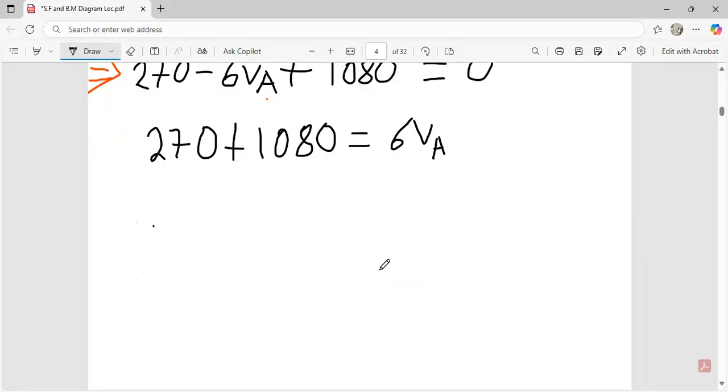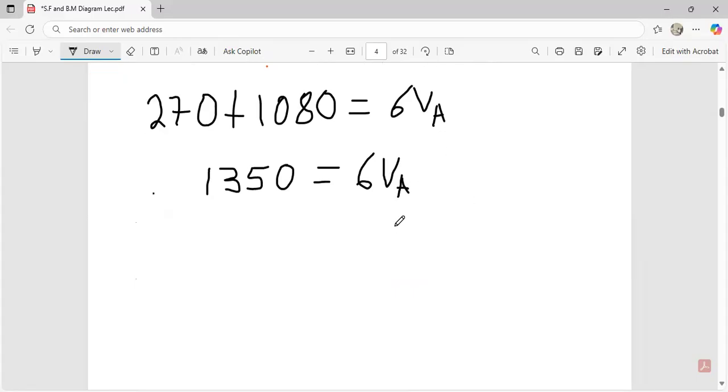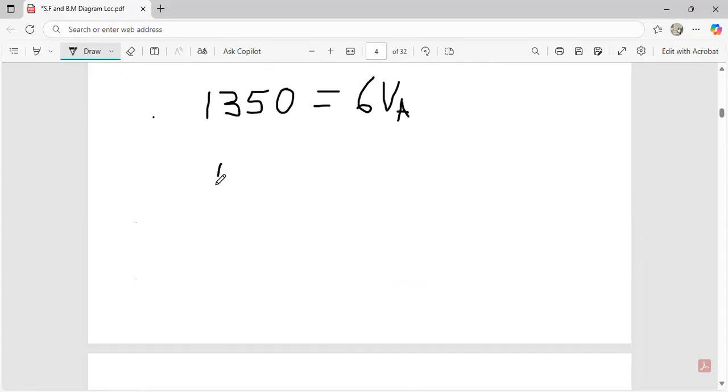So after this, how do we go about it? We go ahead to simplify. 270 plus 1080 is going to give us 1350. Is equal to 6VA. I remember telling you the other day, if you get to this point, don't rush to divide. Repeat this step again for an additional mark before you divide, so that the examiner can see the step which you were at initially before the division. All right. So 1350 over 6VA.